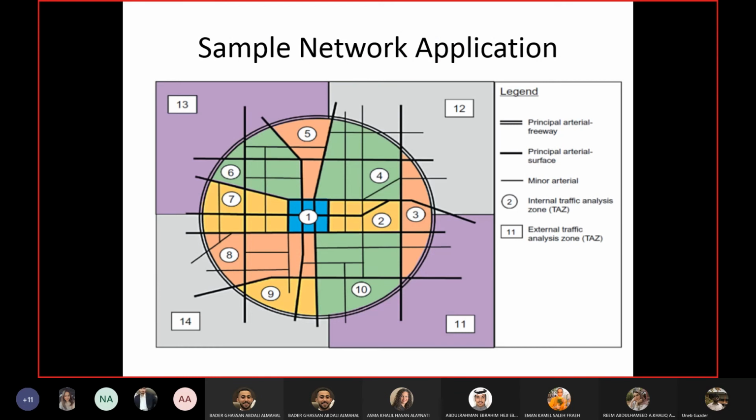Now you can see a network here. This network represents 14 traffic analysis zones. As I told you, when you are doing transportation planning, you divide your area into smaller traffic analysis zones, and you estimate the number of trips for each zone. Everything you are doing, all the 4 steps of the travel demand forecasting model, starting with trip generation, will be applied to these smaller zones. So how many trips are coming from each of these zones, how many trips are going to other zones, and so on and so forth.